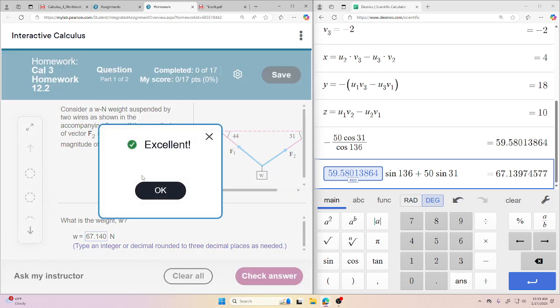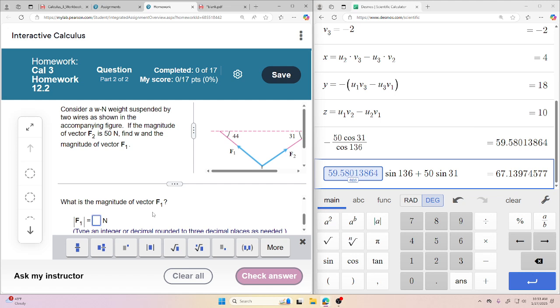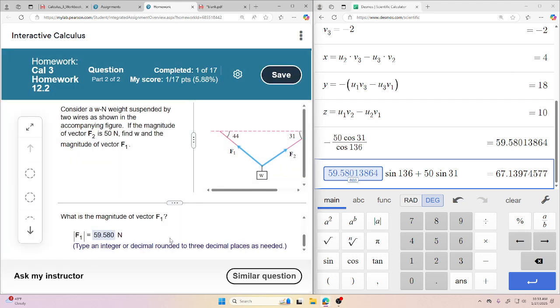3 decimals. Okay. And then my F1 was 59.580. Sweet. Okay, we got it. Woo.